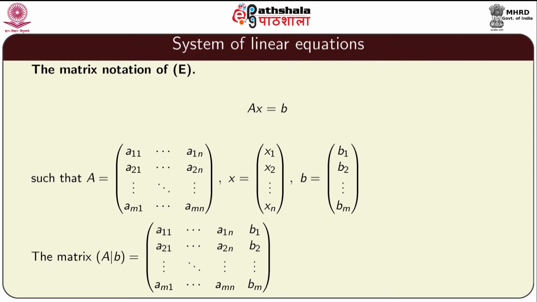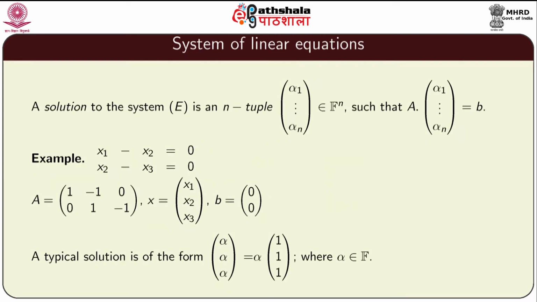Another matrix is this A vertical line B, usually that is how we write it, which is nothing but the matrix A, and then there is an extra column on the right hand side, which is nothing but b1, b2, up to bm, and this is what we call the augmented matrix. And this augmented matrix is the one which we usually work with when we try to solve the equations. We test solvability of the equations, look for number of solutions, and various other questions like this.